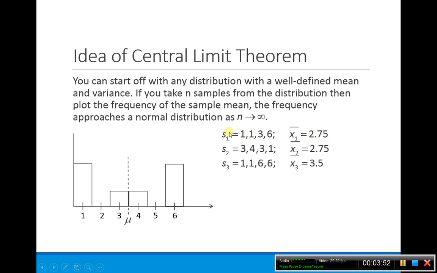So here I take a sample of 4 numbers. I do it once. I get the numbers 1, 1, 3, and 6. I look at what the mean is. I get 2.75. So here I'm going to plot the mean. And then I do this again. So I take, again, 4 samples. I get 3, 4, 3, and 1. I take the mean. I get 2.75 again.